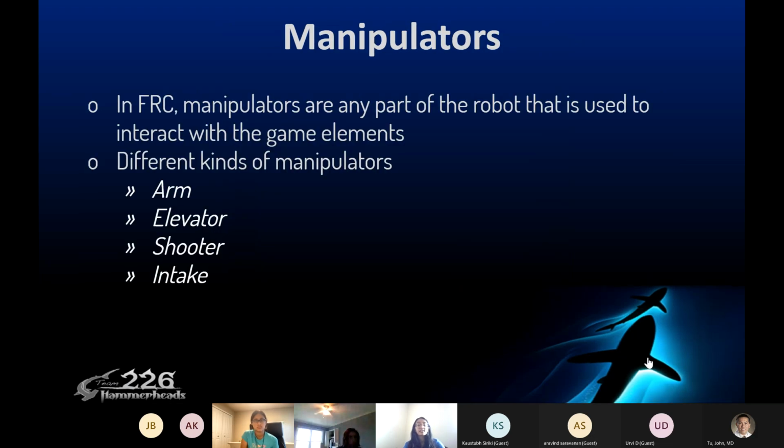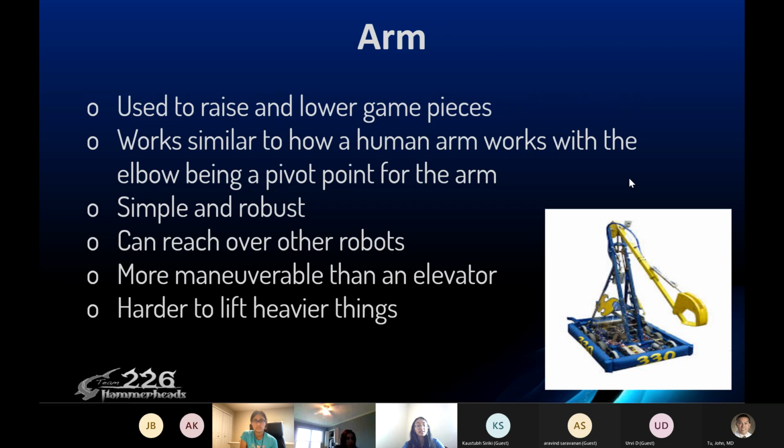Alright, so to complete missions during the FRC game, more than just the robot's drivetrain is needed, so teams must build mechanisms and manipulators on the robot to interact with the game elements in order to score points and complete missions during the game. There are several kinds of manipulators that we'll cover today. The first one is an arm.